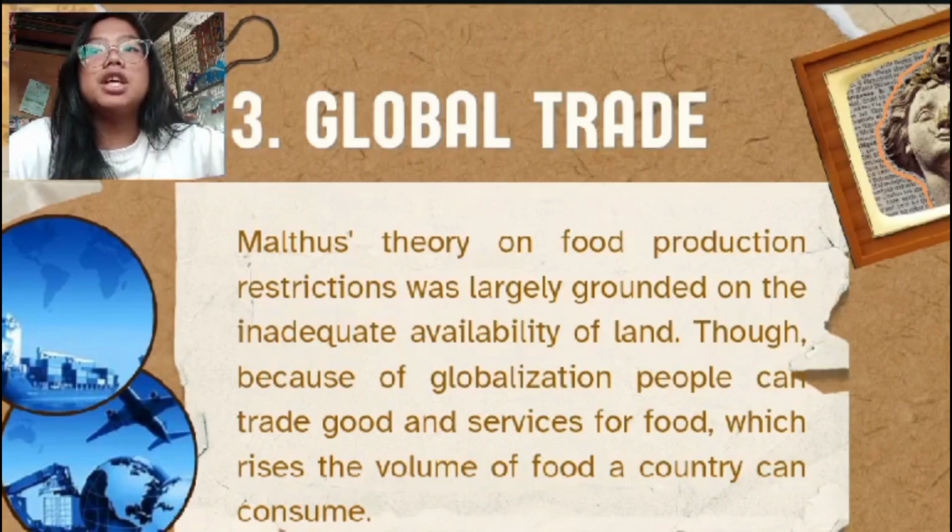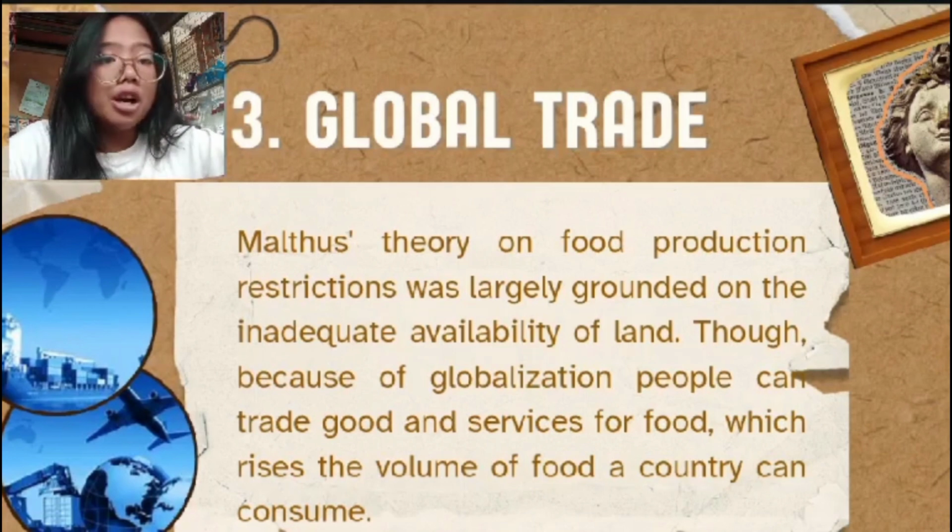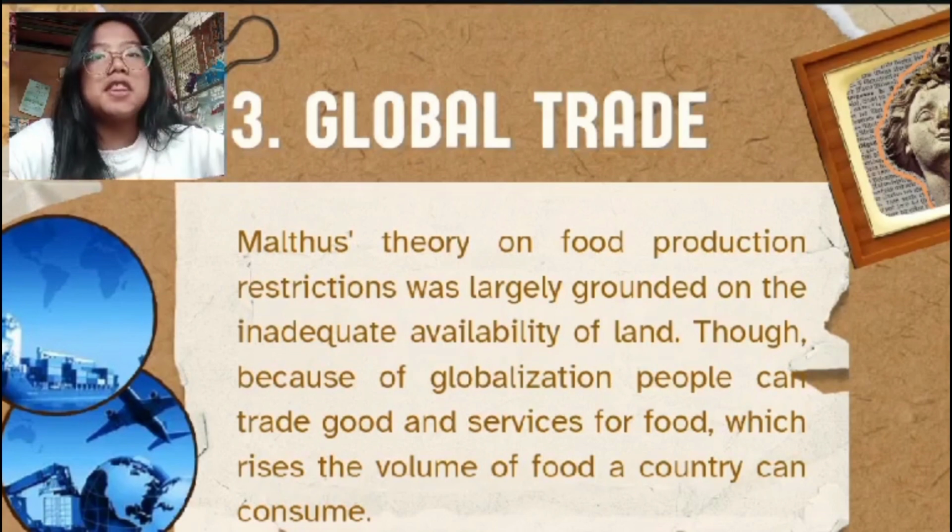In other words, global trade allows countries to import food and other agricultural products from places where they are abundant or can be produced more effectively. So this has the potential to increase the overall food supply and mitigate some of the limitations that Malthus identified in his theory.